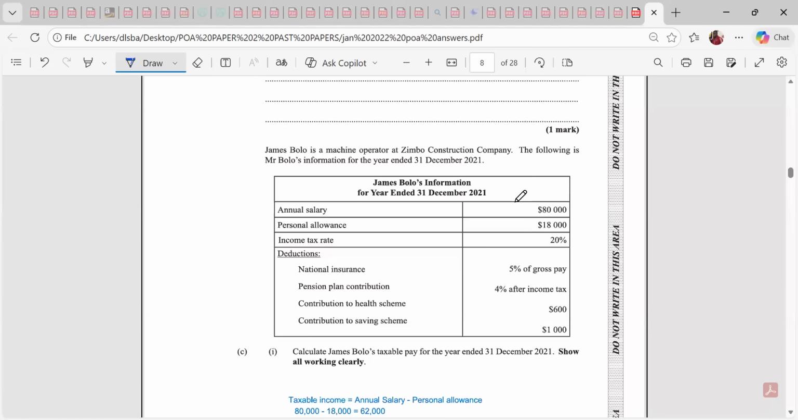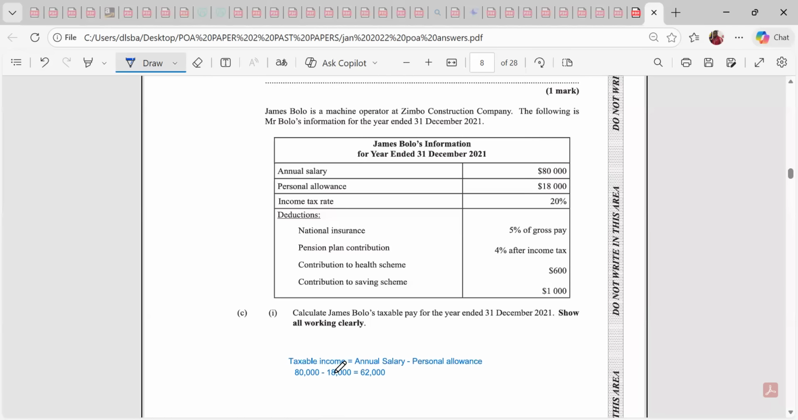So I'm making 80,000, but I have a personal allowance of 18,000. It means I'm only paying tax on the remaining 62,000. That's what that personal allowance means. So when I'm calculating my tax, I'm going to be using that 62,000. In Trinidad and Tobago, the annual personal allowance is 90,000. That's a fun fact to know.